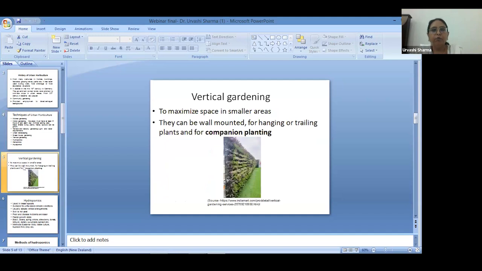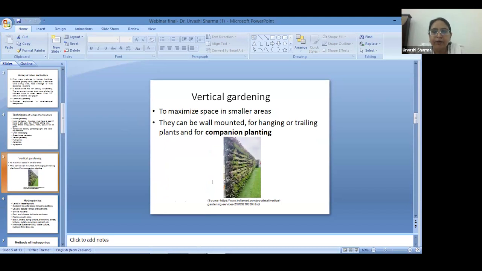Now, the concept of vertical gardening appeared when there was less space and people thought of growing more and more plants. So this was done to maximize space in smaller areas. It could be wall mounted, or hanging, or in trailing forms, or it can also be a form of companion planting.